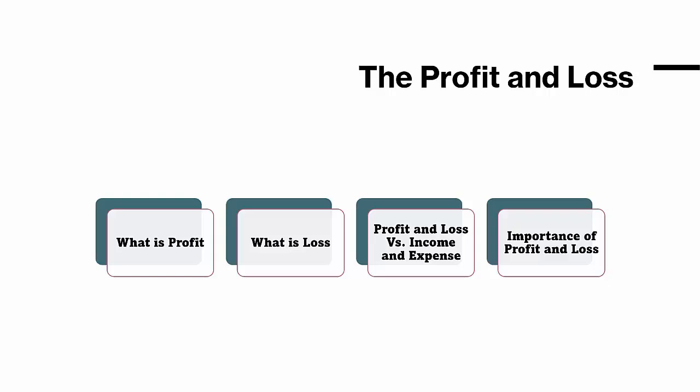Summary. Income is the money a business earns. Expense is the money a business spends. Profit is the extra money left after paying expenses, good for business. Loss means expenses are higher than income, a warning sign for business. Understanding these terms helps businesses know where they stand financially and make smart decisions.